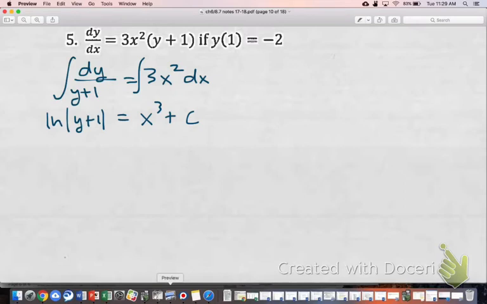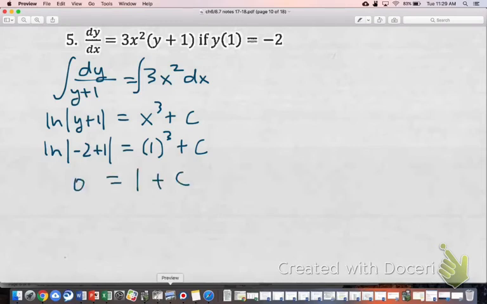The initial condition is y of 1 equals negative 2. That means when x is 1, y is negative 2. So that would be natural log of negative 2 plus 1 equals 1 cubed plus c. Here's where this makes a difference. What's negative 2 plus 1? ln of negative 1 doesn't work, does it? But the absolute value of negative 1 is, gentlemen, 1. And we can do that, right? ln of 1 would be 0. So 0 equals 1 plus c.